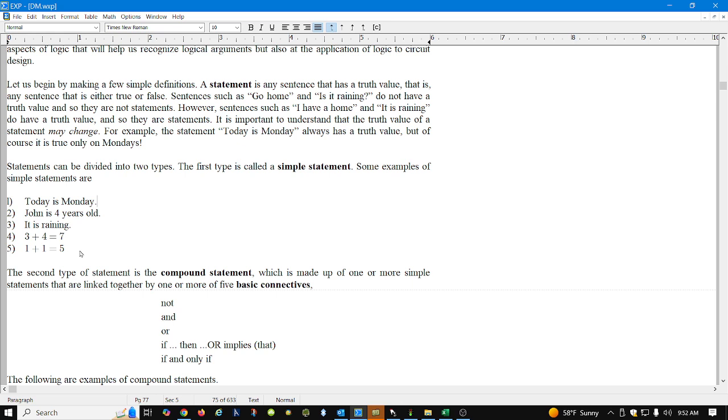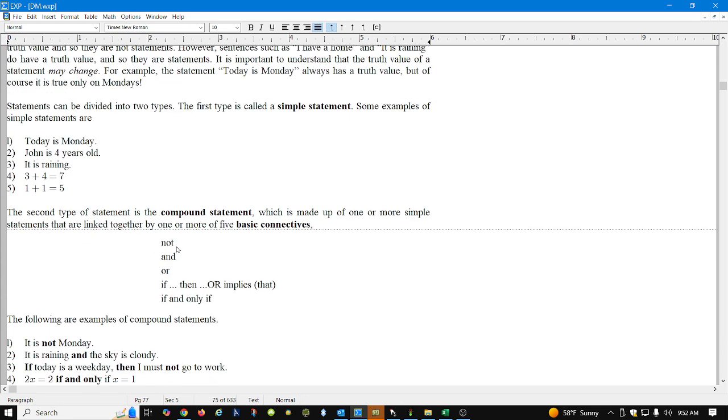Compound statements are made up from simple statements that are linked together with one or more of 5 basic connectives: not, and, or, if then. Sometimes instead of writing if then, we write implies or implies that. You'll see some examples to clarify. If and only if. These 5 statements don't have any connectives, which is why they're simple statements.